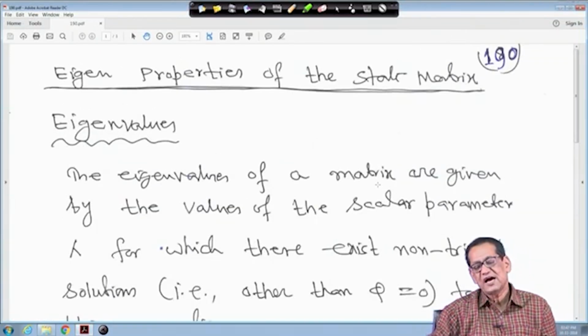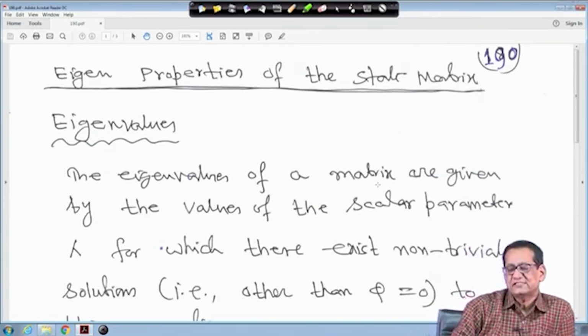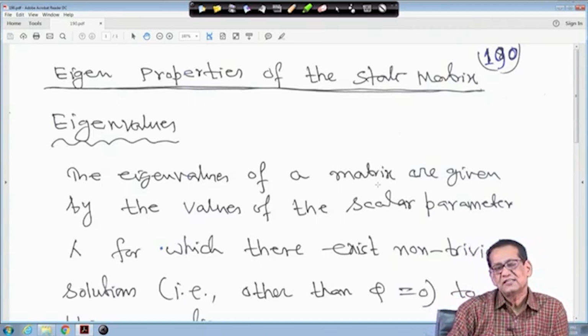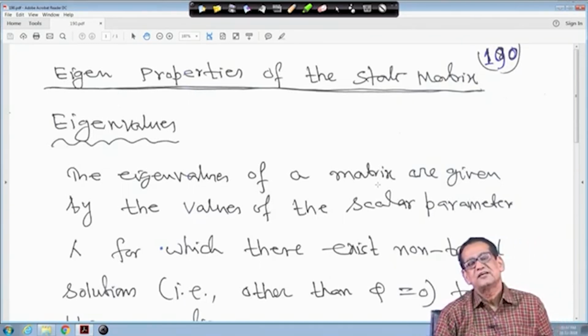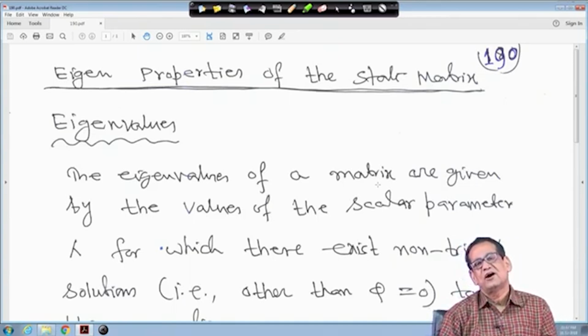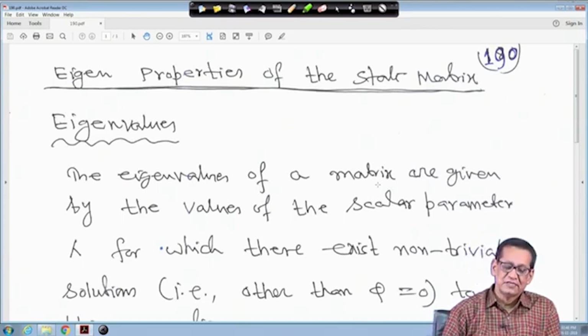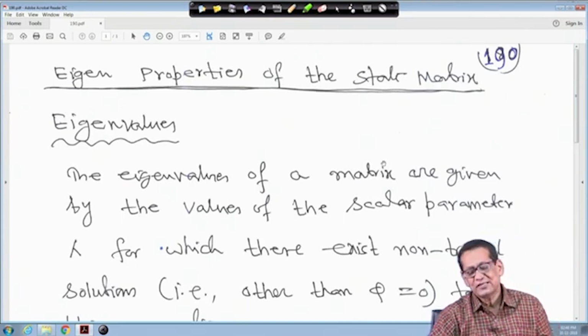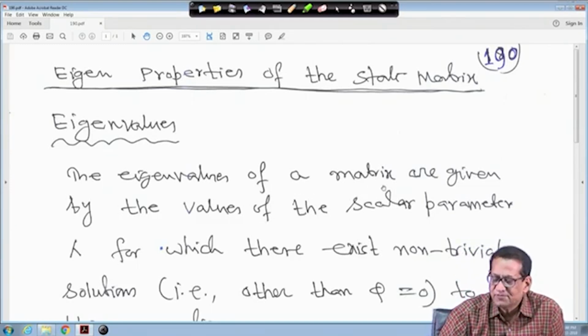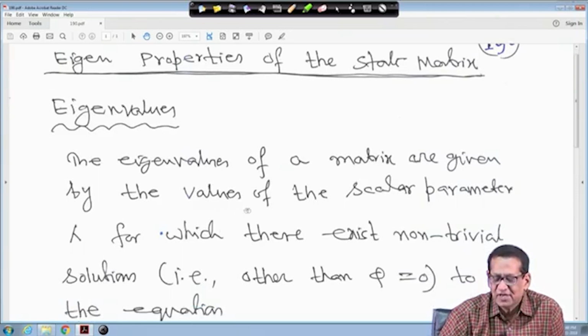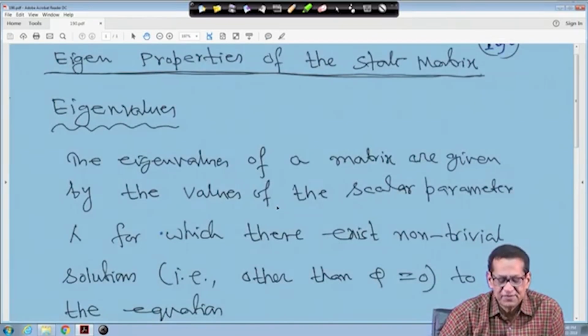Next, we will come to the eigen properties of the state matrix. First will be eigenvalues, and then slowly we will see the participation factor and dynamic responses. The eigenvalues you know, other things you have studied. The eigenvalues of a matrix are given by the values of the scalar parameter lambda.